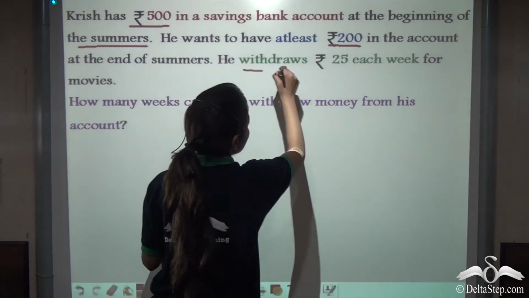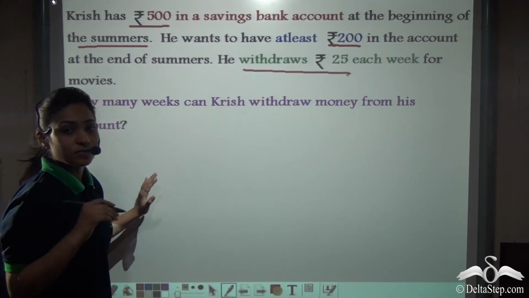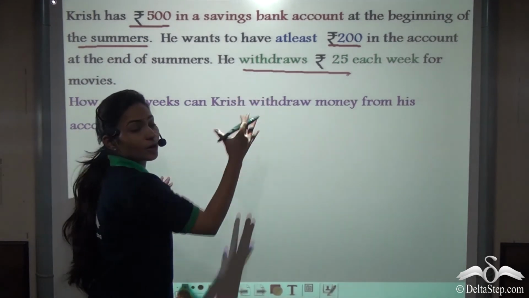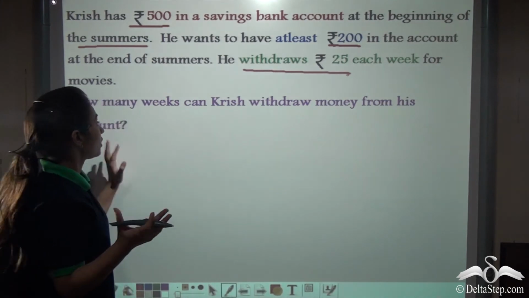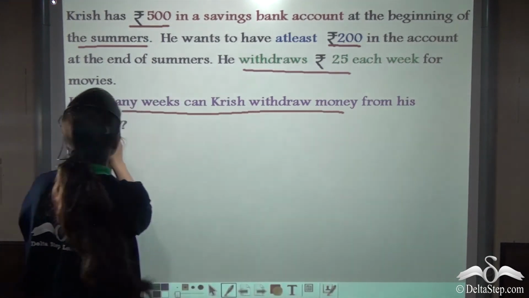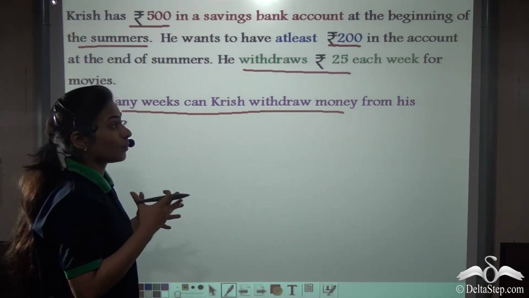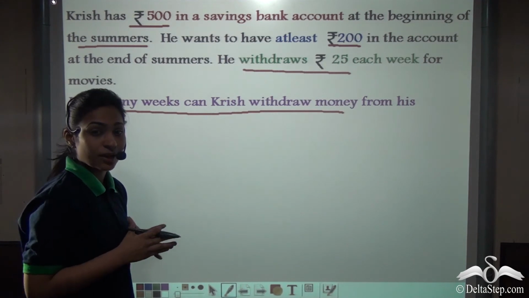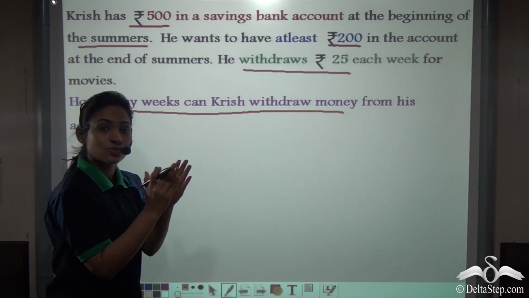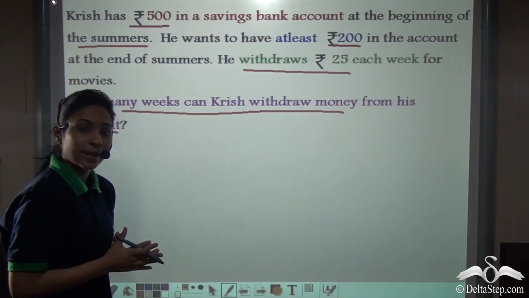Now he withdraws rupees 25 each week for movies. So he loves to watch movies. He wants to know for how many weeks Krish can withdraw money from his account. Now in this problem we need to calculate how many weeks he can withdraw rupees 25 so that he is left with at least rupees 200 in his bank account. So here we'll again solve it by inequalities.